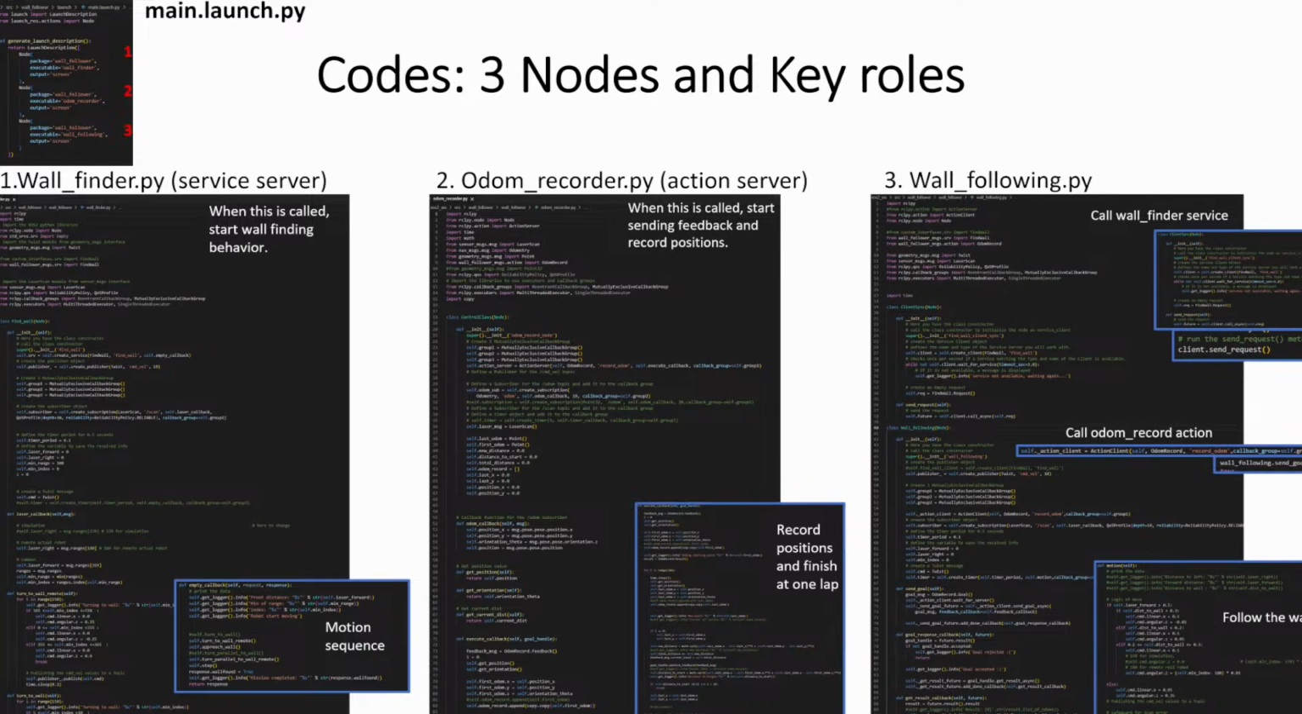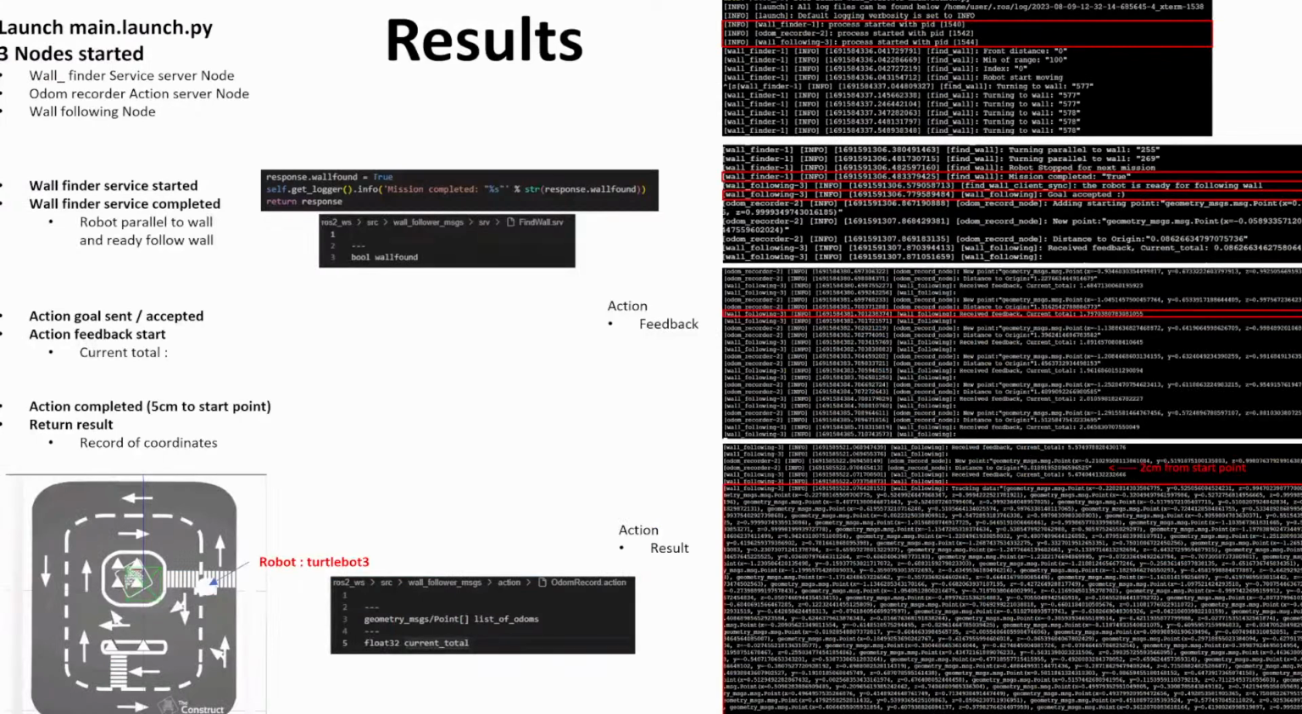As a result, you will see the three main nodes started, and then after that, the wall finder service completed, and the robot will be parallel to the wall. Then they send out the wall finder service interface response, and then they start the next action: the action server starts, they send the goal and accept it, and then they start feedback, so that you can see every 1 second they are sending feedback.